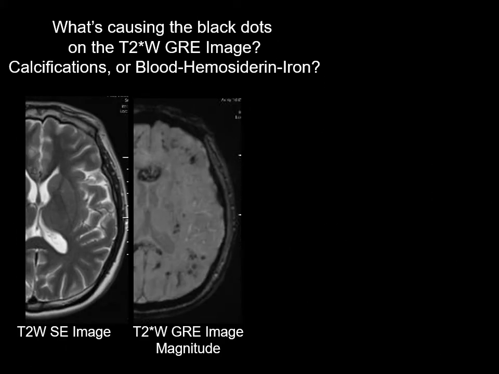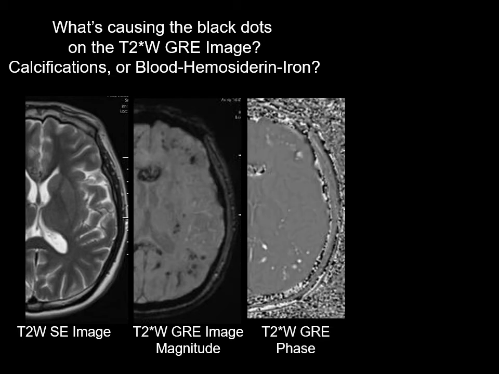Another example, we have the T2 weighted spin echo image on the left, the T2 star weighted gradient echo image next to it on the right, and we display the magnitude component. We see a large amount of low signal intensity lesions that escape detection on the spin echo image. We now look at it in conjunction with the phase image. We see that almost all those areas that are black on the magnitude image have a positive phase change.